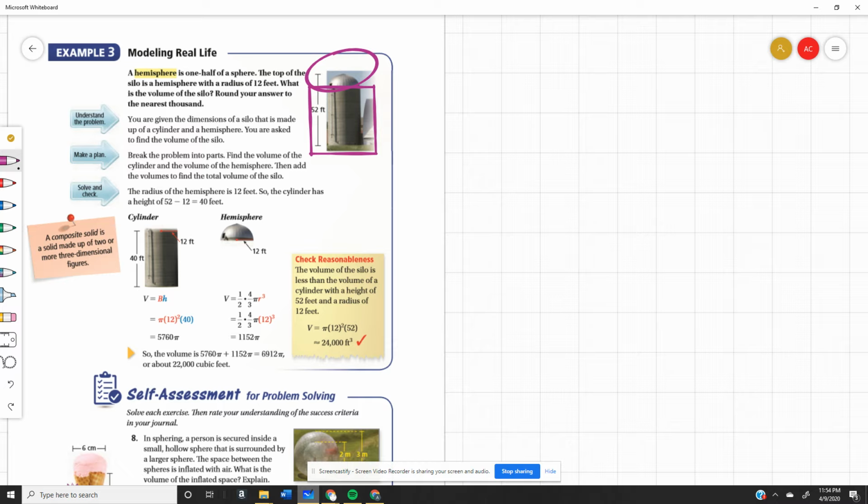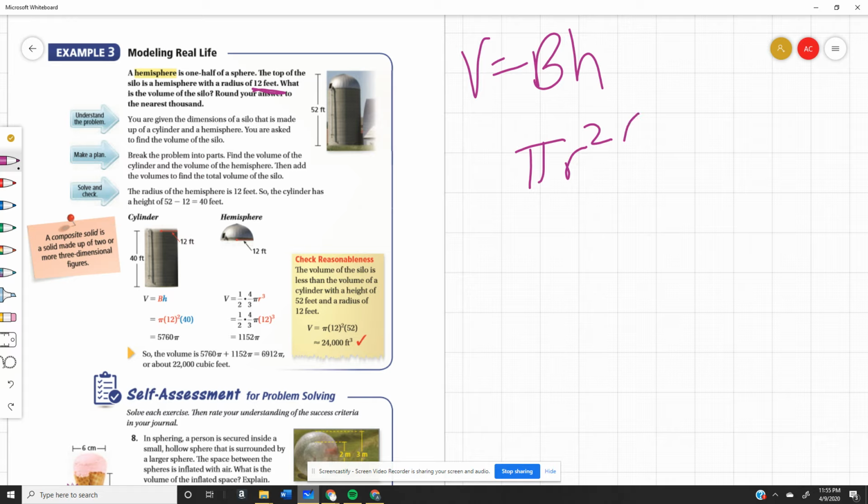So when we're finding the volume of a cylinder, it's really easy. Volume equals area of the base times height. The area of the base here is a circle. And we know that because it's got a circle sitting on top of it, essentially. And we know that the radius of that is 12. So for the area of a circle, remember it's pi r squared, times height here. This pi r squared is the area of the base.